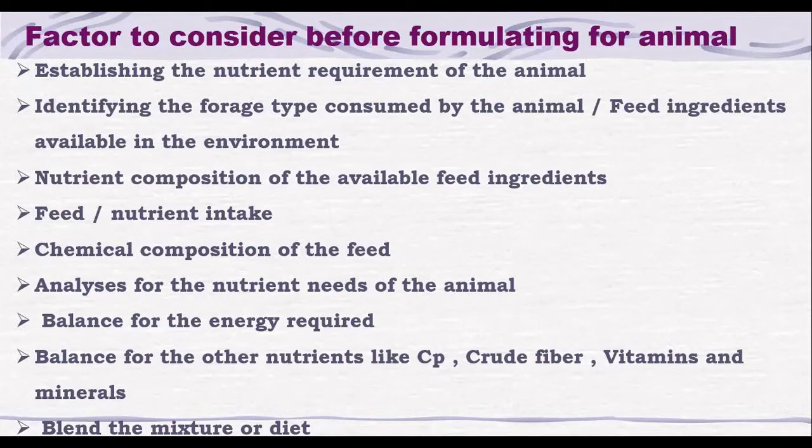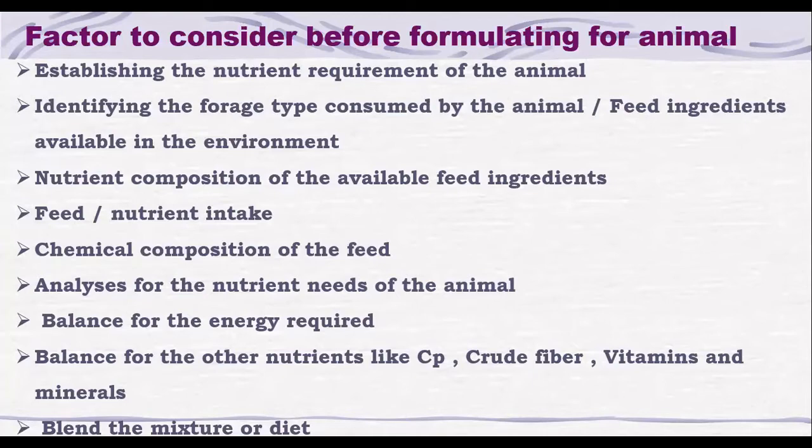So then you need to identify the forage type consumed by the animal and the feed ingredients available in the environment. In my own environment, we have mostly panicum. But in your own environment, bracharia may be available. So you need to know the type of forage present in your own environment.